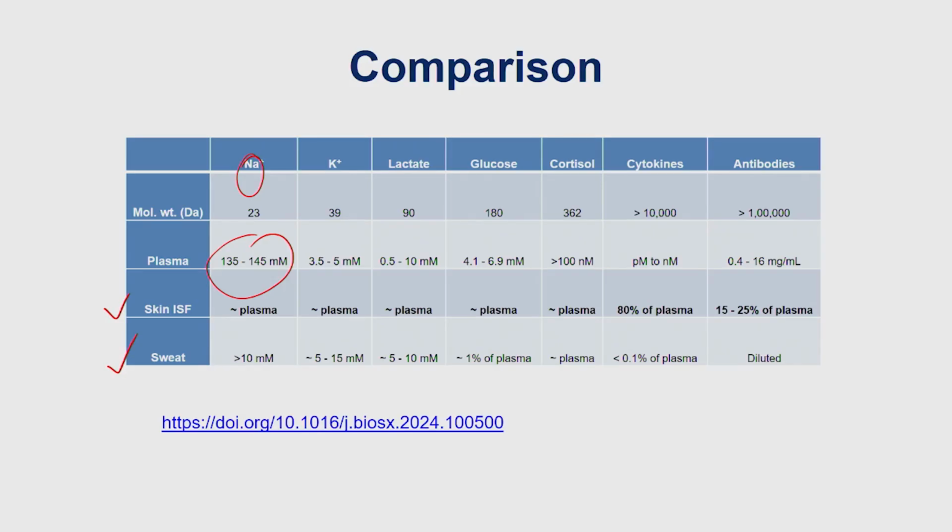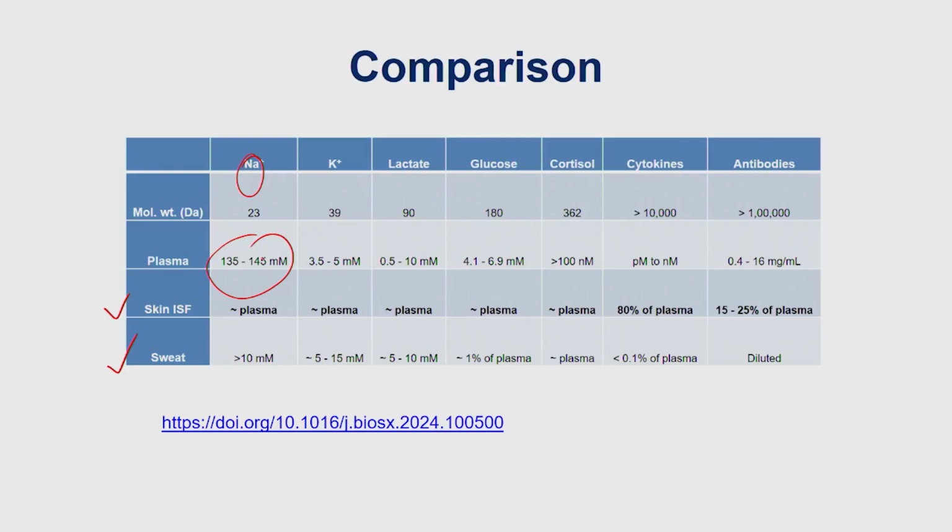The advantages of epidermal sensors cannot be realized through subdermal sensors, and the advantages of subdermal sensors cannot be realized through epidermal sensors. So there are pros and cons for both approaches. The choice is yours. Just to give you an example, sodium is 135 to 145 millimoles in your plasma or blood. Skin ISF has the same concentration. Sweat has just over 10 millimole concentration, still good enough for our biosensing devices, right?